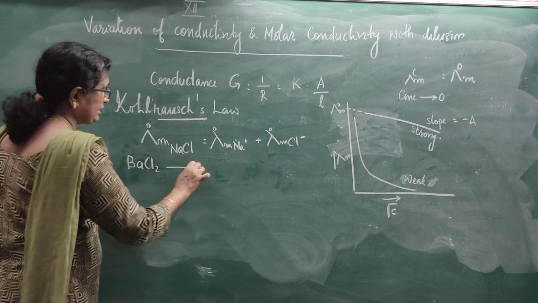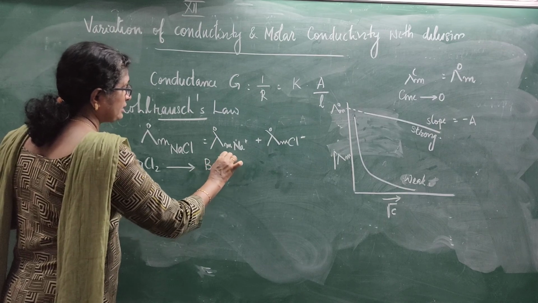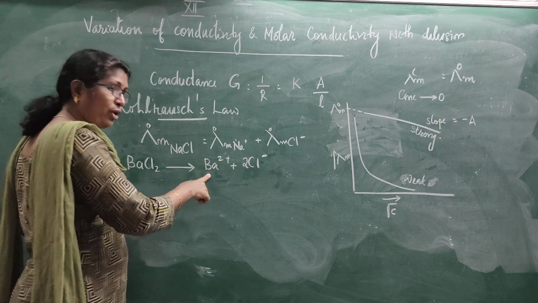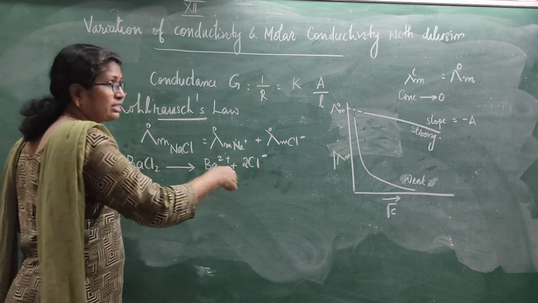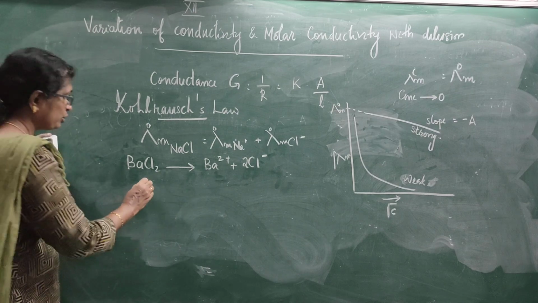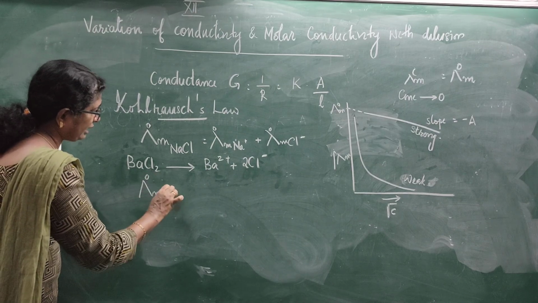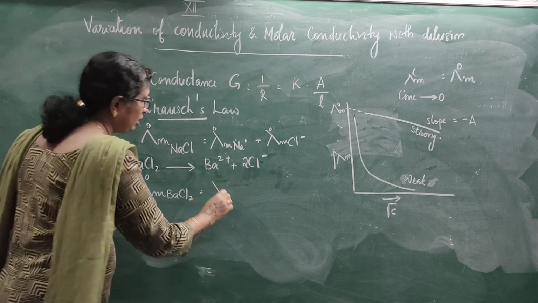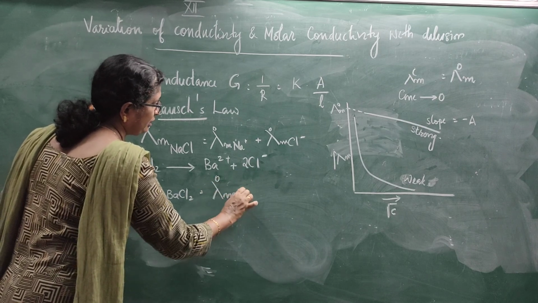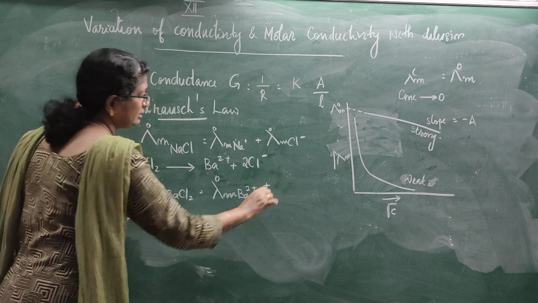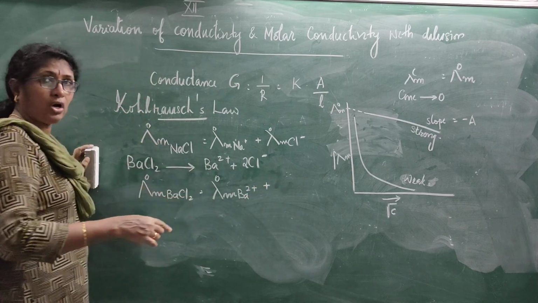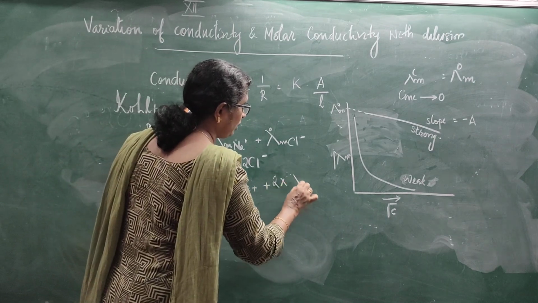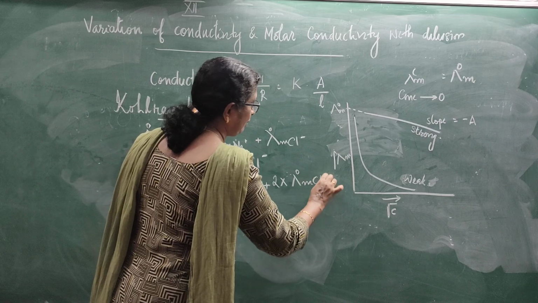Barium chloride, when it dissociates, will give you Ba2+ and 2Cl-. That means the barium ion will contribute and the 2 chloride ions, each of the chloride ions will contribute. So we can write lambda m of barium chloride, BaCl2: the limiting molar conductivity of barium chloride is equal to the limiting molar conductivity of Ba2+, plus each chloride ion will contribute. So both the chloride ions are contributing, so you can write 2 into lambda m naught of Cl-.